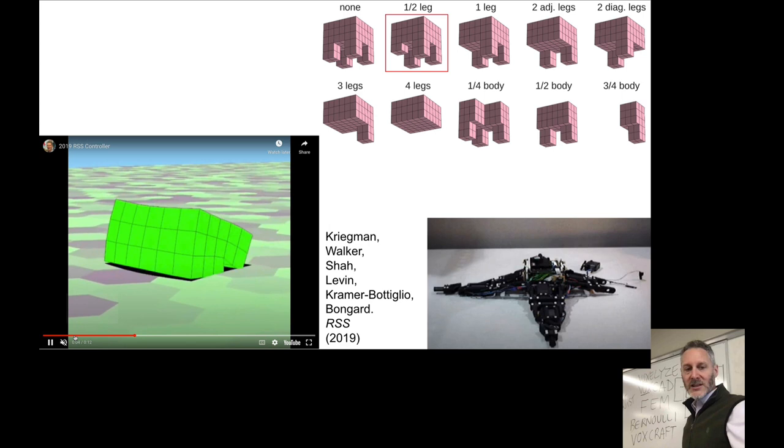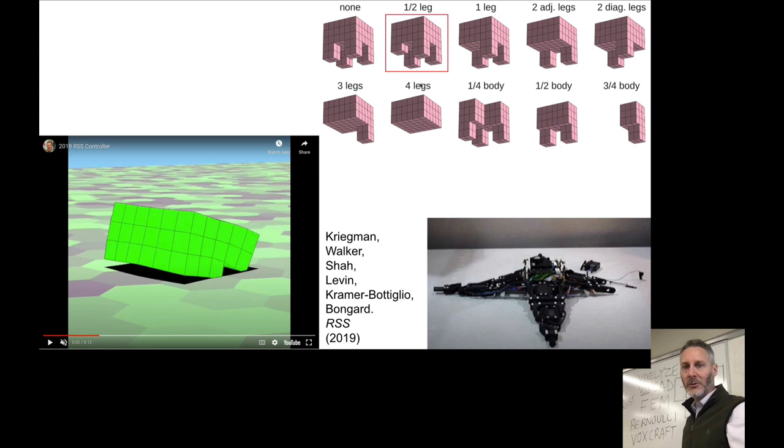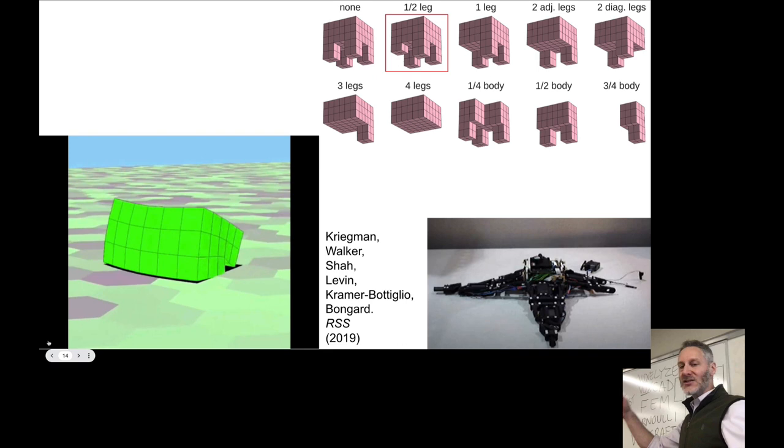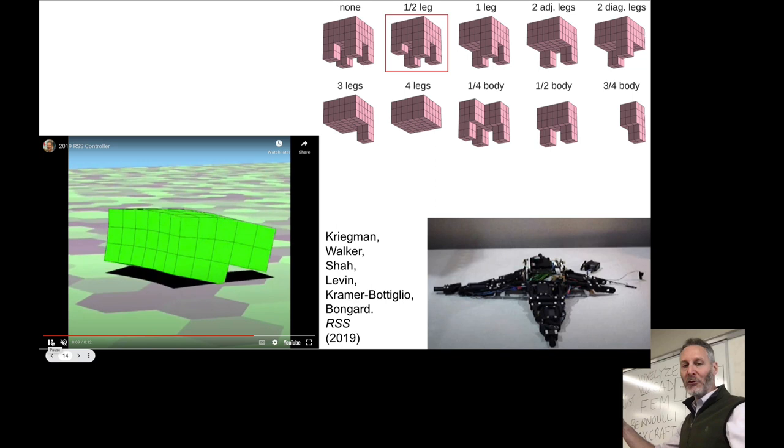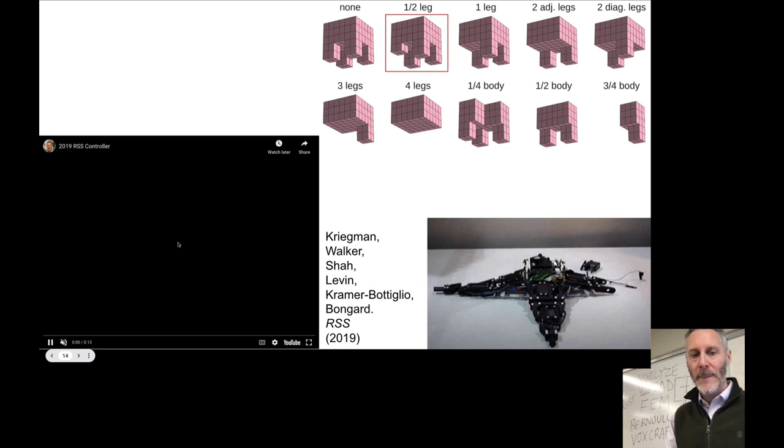I'm sorry, I've got the red box around the wrong one. We're looking at half body here. Yeah, experiment 9 here. So we've become really sadistic here. We've cut the robot in half. What you're watching in the first part of this video is the original controller. This is what the air did when it was a full four-legged robot. Not surprisingly, it doesn't do much.